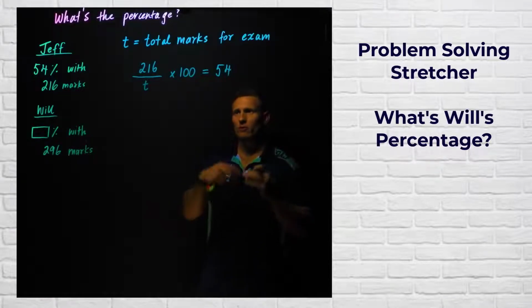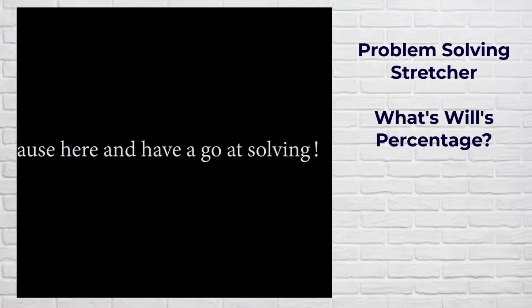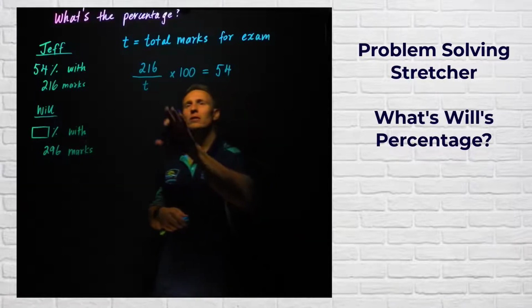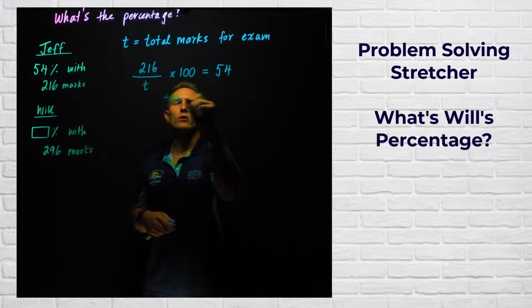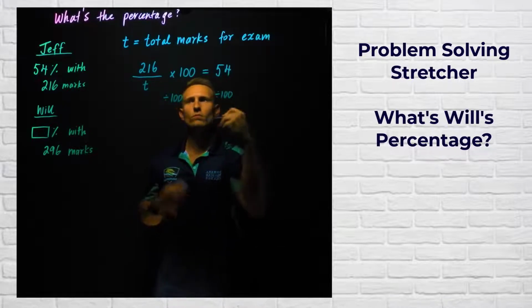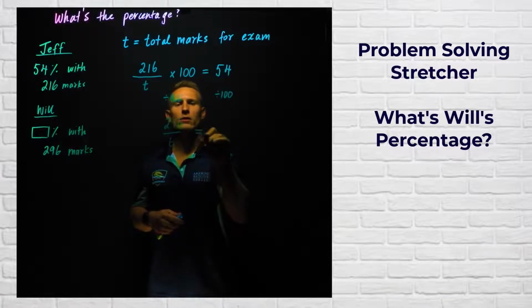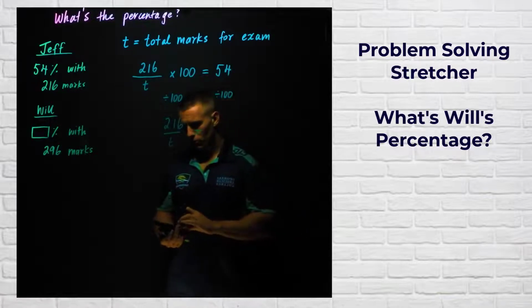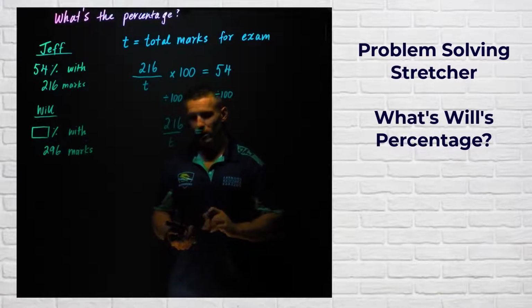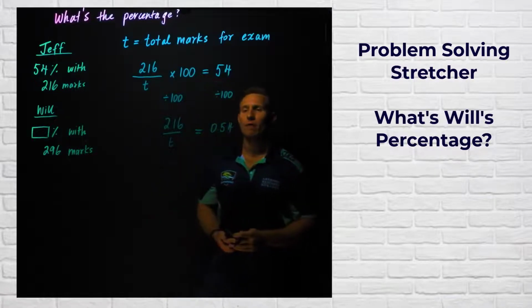So now we have to solve this algebraically. In order to get rid of this multiply by 100, we are going to divide both sides by 100. So that's going to give us 216 divided by t equals 54 divided by 100, which I shouldn't need a calculator for, but I'm going to use anyway, is 0.54.